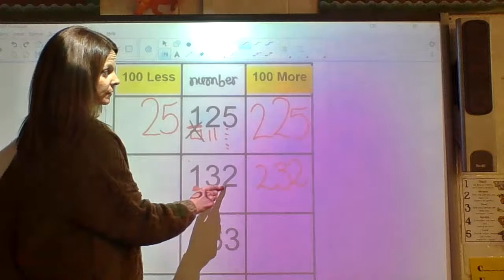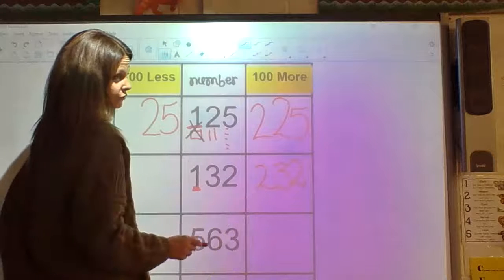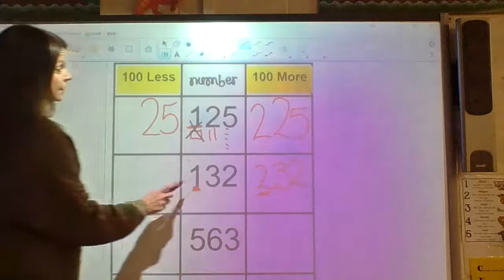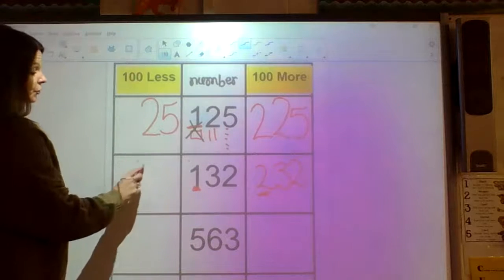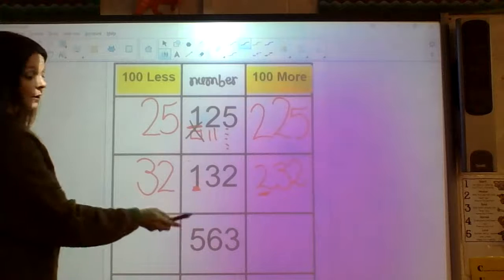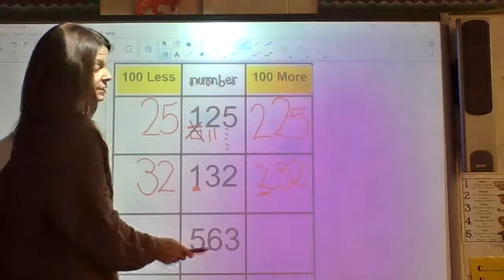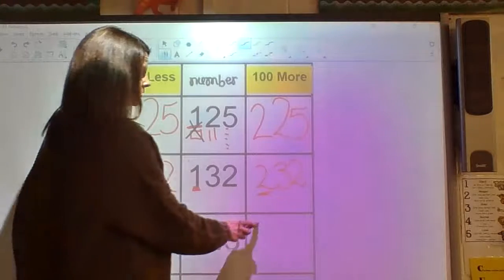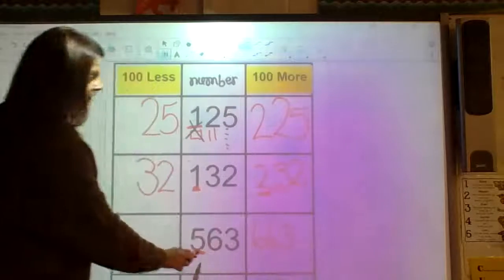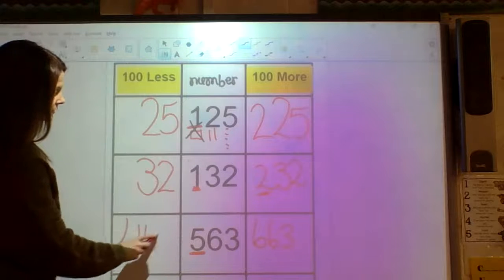132 is our number. 100 more would turn into 232. 100 less would turn into 32. For the number 563, I'm looking at my hundreds. If I add 100, I will end up with 663. If I come back to 563 and take 100 away, I end up with 463.